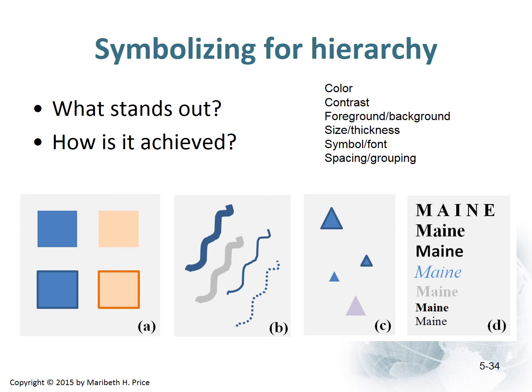Symbolizing for hierarchy, what stands out, what's achieved. So we adjust the color, the contrast, the foreground, the background, the size, the thickness, the symbol, the font, the space, and the grouping. And we do all these things because what we're looking for is a clear hierarchy, something that we recognize, like darker colors are higher, lighter colors are lower, thick lines are more prominent or bigger, thin lines are smaller or less significant. Larger symbols mean more, that sort of thing.